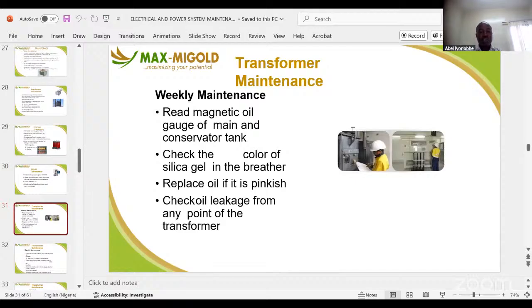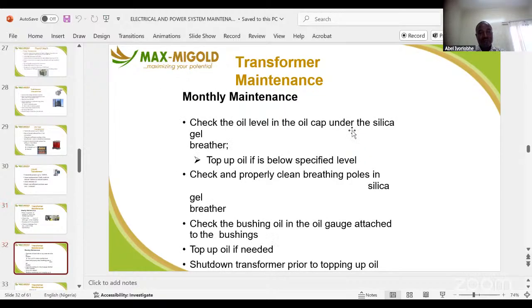Transformer maintenance, these are what you check. Read magnetic oil weekly. We have monthly maintenance. These are what you check on a monthly basis. You are not the one to do it, but you drive people to do this. You have to ensure that everybody does their work on a regular basis. So maintenance is key. Like I said, when you do proper maintenance, pay attention to what you are meant to do. You are driving down cost. Cost of replacement will go down.